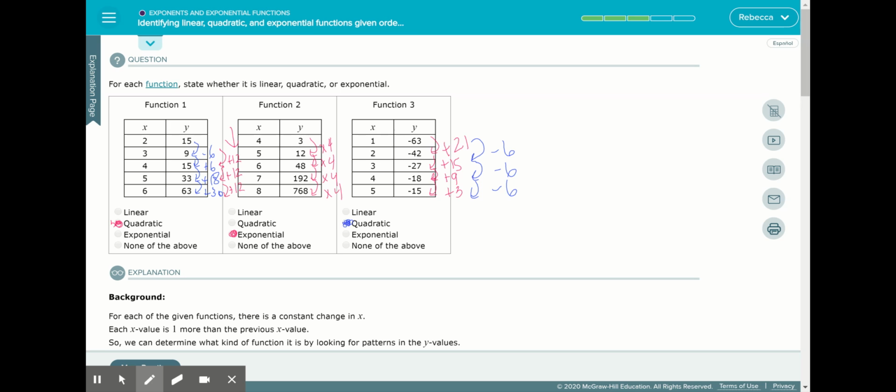And that's how you determine if you have a linear, quadratic, or exponential function. So again, quadratic, you will have 2 changes. Exponential will have a multiplication, and a linear function will only have 1 change that is constant.